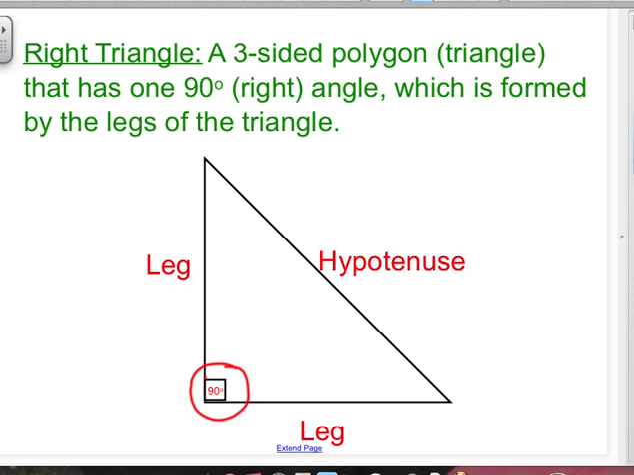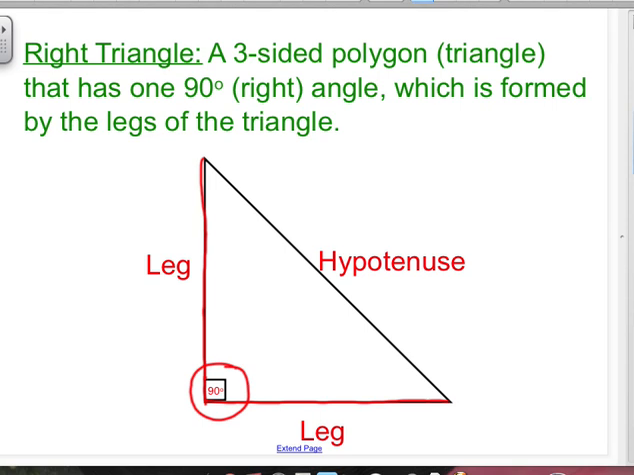So that when you see that little square down there in the corner of a triangle, that definitely means it's a 90-degree angle. And that 90-degree angle is formed by the two sides of this triangle that are called the legs. The legs come together there and make that 90-degree right angle.